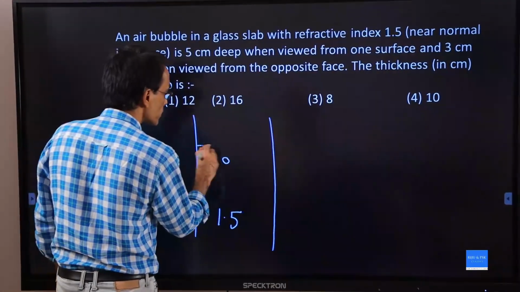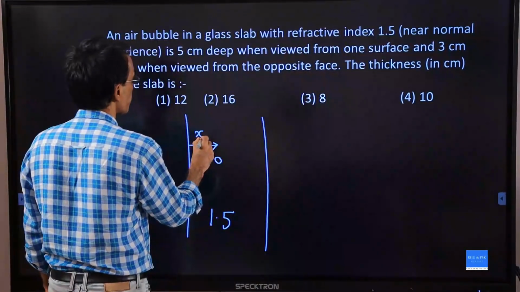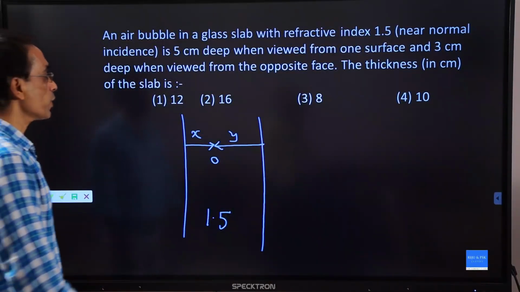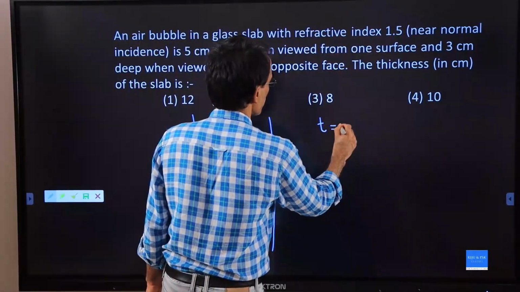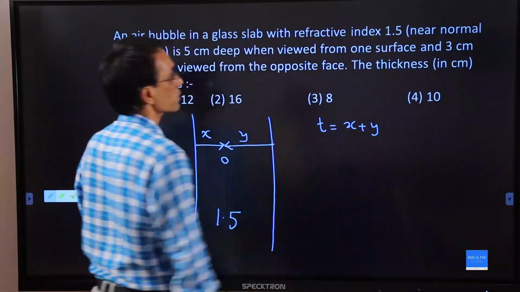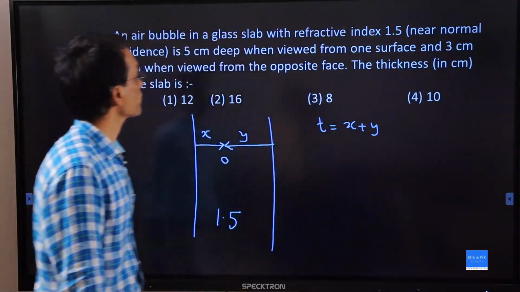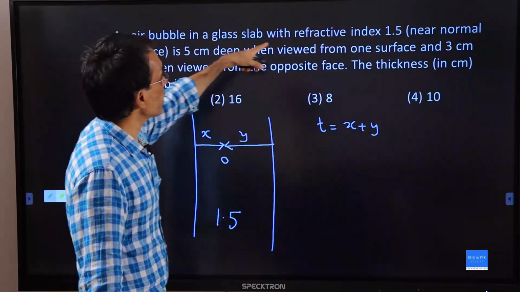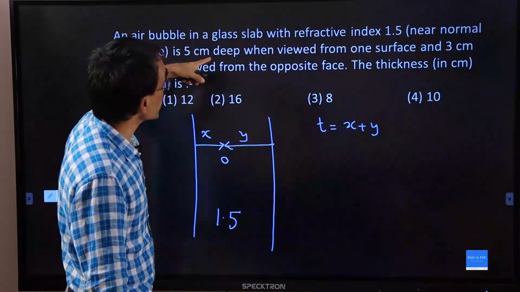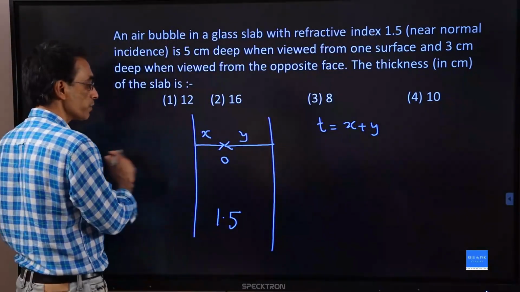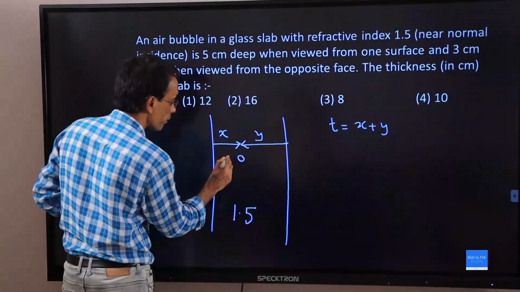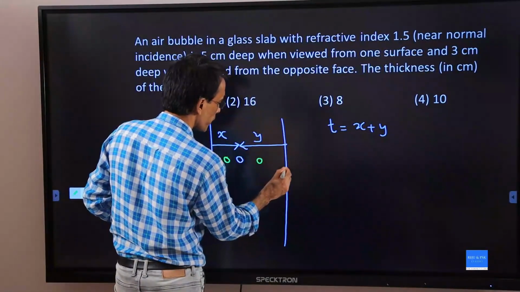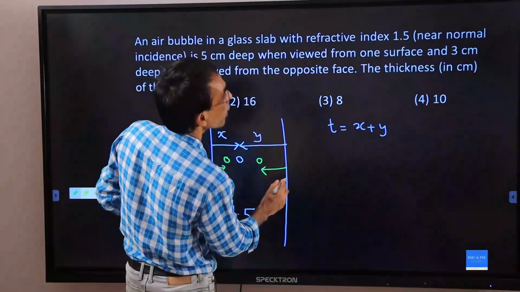Assume that this bubble is at a distance x from this side and at a distance y from this side. And we know the thickness of the glass slab will be equal to x plus y. That's what they want, the thickness. The air bubble is 5 centimeter deep when viewed from one side. When you view from this side, this will appear somewhere here at a distance 5. When you view from this side, this will appear at a distance of 3 centimeter.